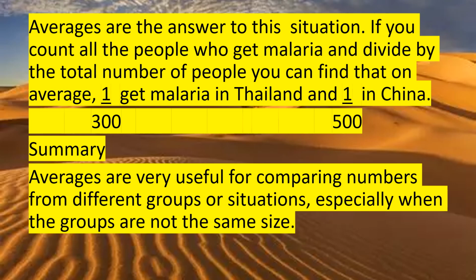Averages are the answer to this situation. If you count all the people who get malaria and divide by the total number of people, you can find that on average, 1 out of 300 get malaria in Thailand and 1 out of 500 in China. So to summarize, averages are very useful for comparing numbers from different groups or situations, especially when the groups are not the same size.